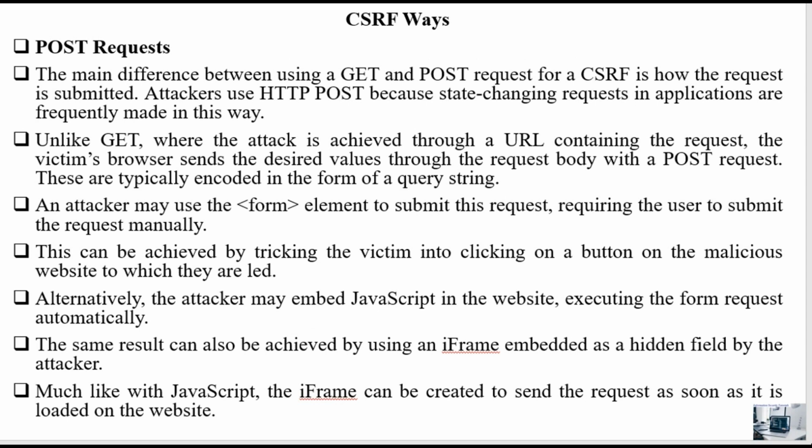The second way a CSRF attack can take place is by using a POST request. The primary distinction between utilizing a GET and a POST request for a CSRF lies in how the request is sent. Cyber attackers prefer using HTTP POST because it is commonly used for state-changing requests in applications. In contrast to GET requests, where the attack is accomplished through a URL that contains the request, with a POST request, the victim's browser sends the desired values through the request body. These values are typically encoded in the form of a query string.